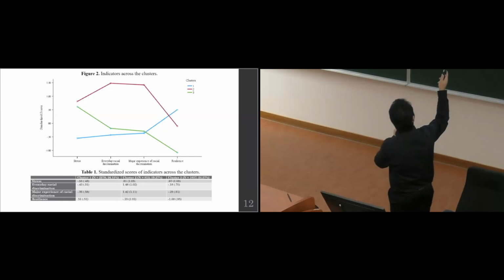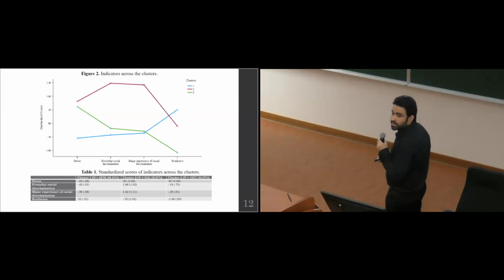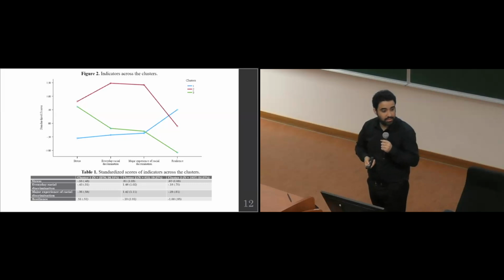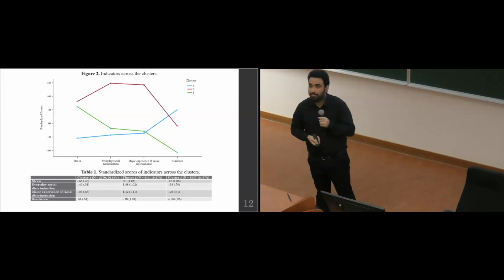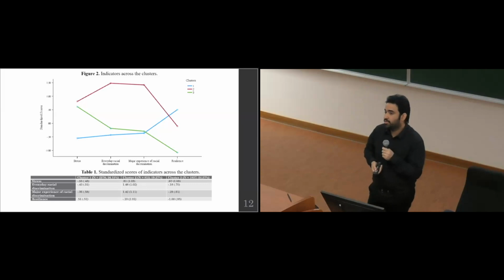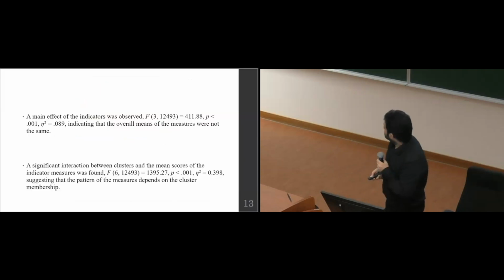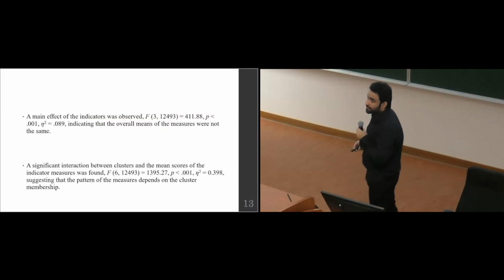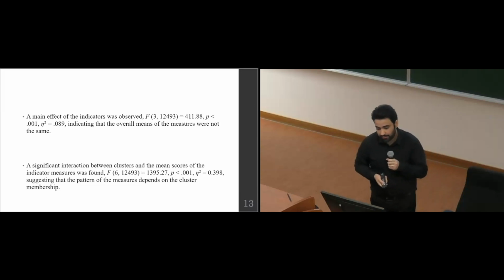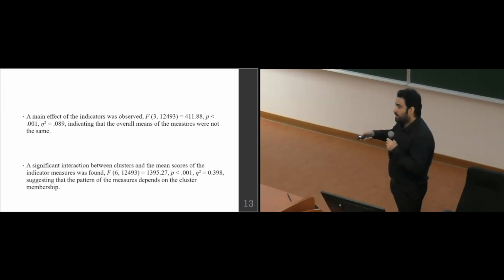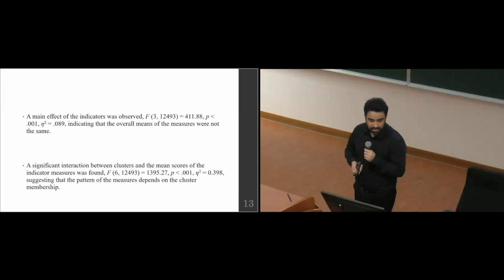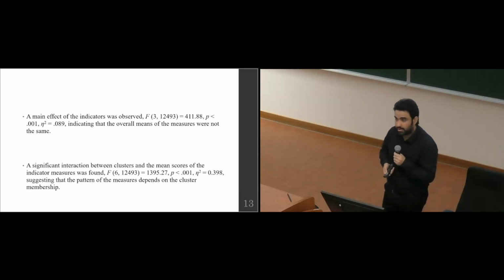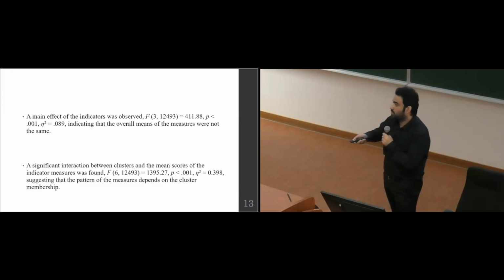And we had another cluster, which is cluster 3, the green one. We found high levels of stress, but low levels of racial discrimination and low levels of resilience. What we can say is that there is a cluster of people who have stress, but there are no roots related to racial discrimination. These results were significant, so we found a main effect, indicating that the overall means of the measures were not the same across the clusters. We also found a significant interaction between clusters and mean scores, which indicates the pattern of the measures depends on the cluster membership. So there were differences between the clusters.